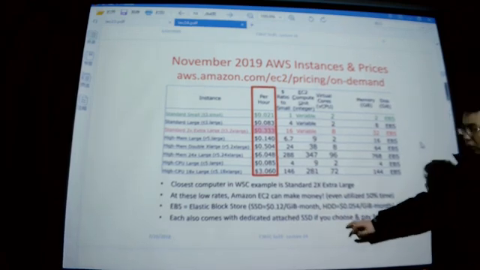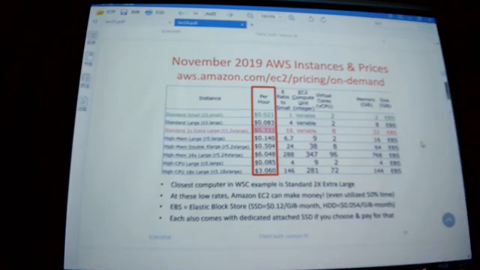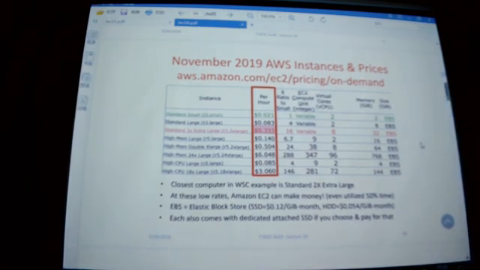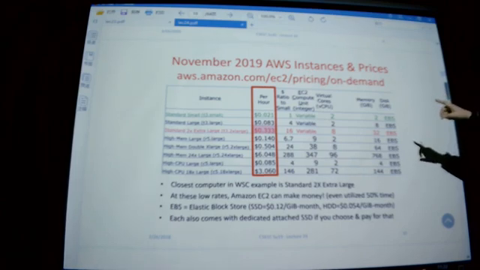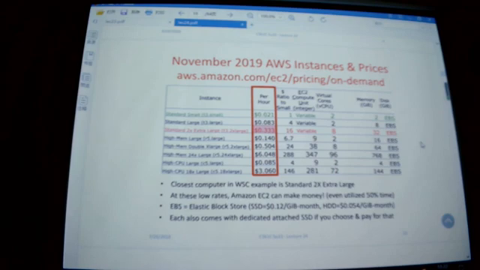Each also comes with a dedicated attached SSD if you choose and pay for that. So this is from the Amazon website prices. You can find the instances and prices. Okay, today is enough. We can talk about it next week, next Tuesday.